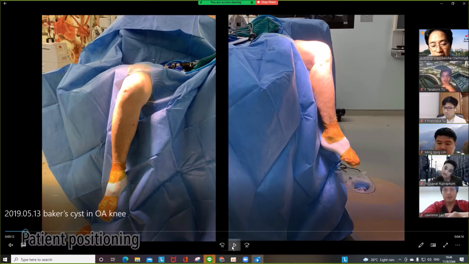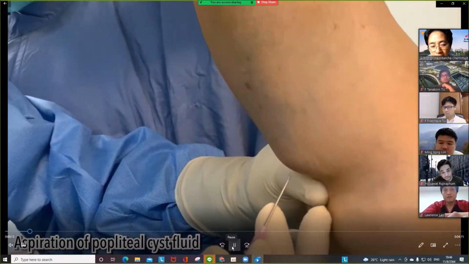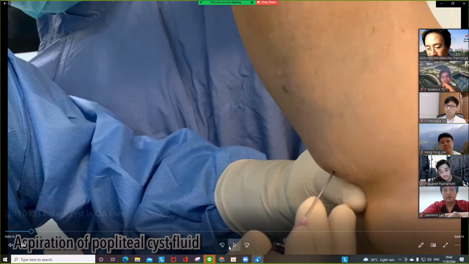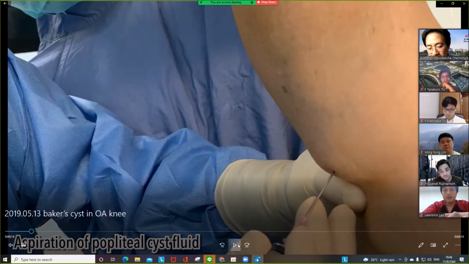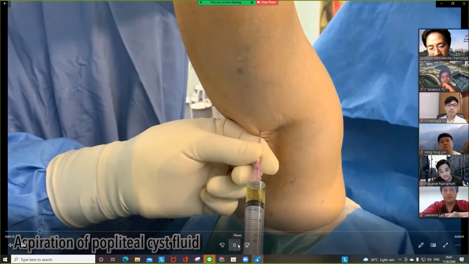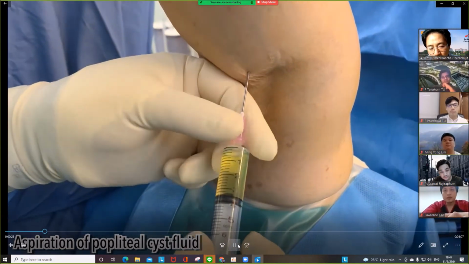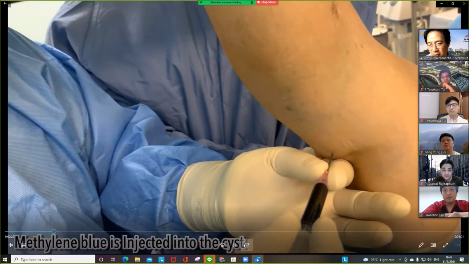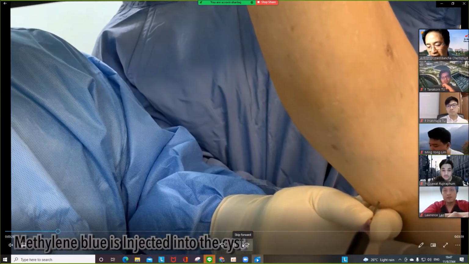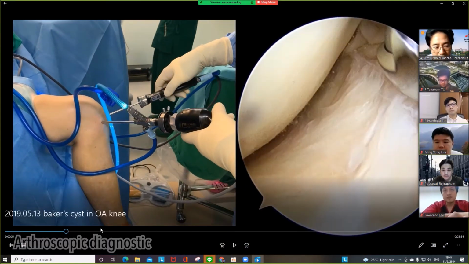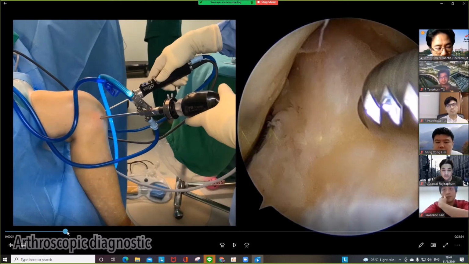After that, we make the arthroscope portal. Your scope has to be very close to the center. Before doing that, I aspirate the cyst again. Okay, we aspirate the cyst. If the patient has really high pressure, sometimes when you just put the needle in, the fluid will auto reflux, or there's a positive pressure pushing the syringe. Then we inject the dye into the cyst. That is the sterile methylene blue.